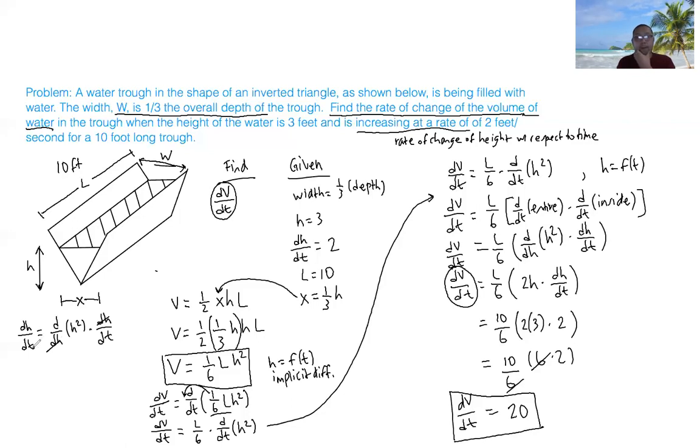Okay, and this is valid because if you do this, cancel the dh's, you get dh, right, change in your h term over dt, dh over dt. All right, once we did that, we solved it with implicit differentiation, right? And then we were able to plug in the information that we were given. We were given the height, right, 3 feet. We were given the change in height with time, 2 feet per second, the length, which is 10 feet, and we were able to solve for the change in volume over the change in time.